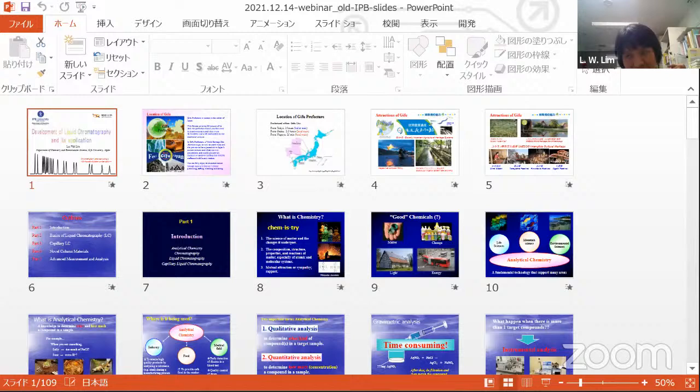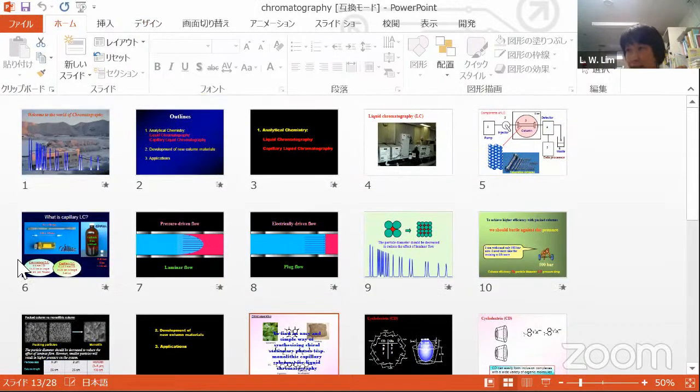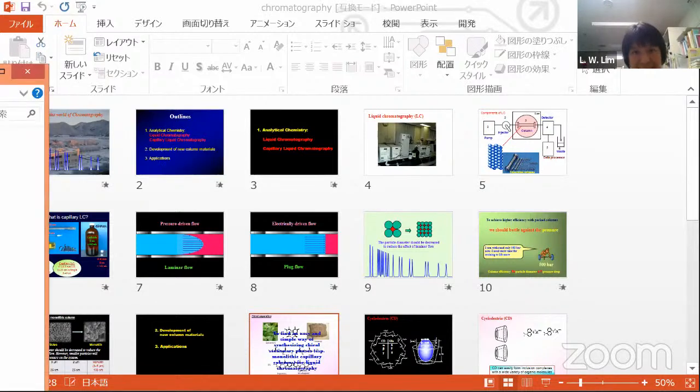For the baseline drift, I think last week when I explained one of the C30 columns, the background was drifting. I'm not sure if you want to ask about this. Oh, gomenasai. Sorry, my computer is stuck again.